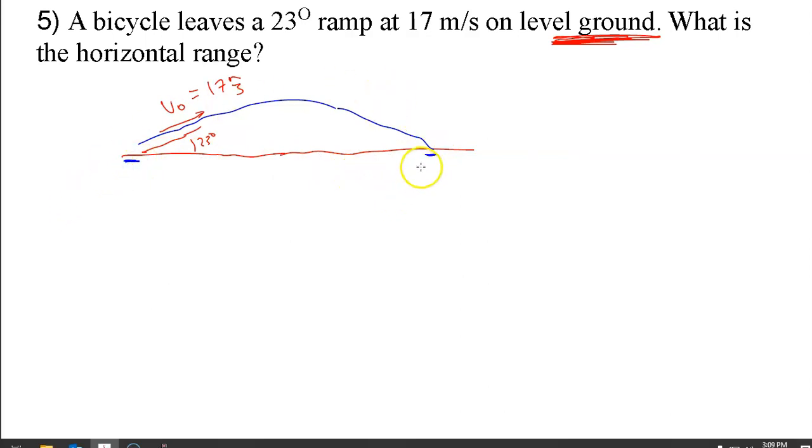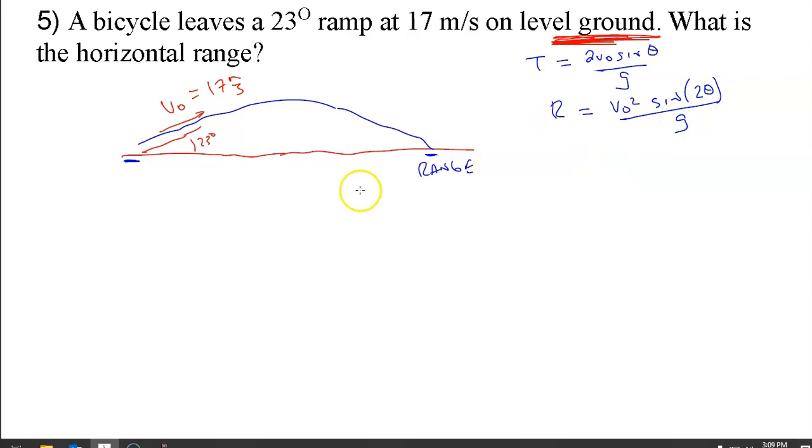What is the range? Well, we've got three formulas that we get to use anytime it says level ground. The first one says that the time is equal to 2 v0 sine theta over g. I don't want the time, so that's no good. I've got one that says the range is v0 squared sine 2 theta over g. That looks pretty good. They want the range. This formula gives me the range. We're good to go. So I'm going to go ahead and put that down.